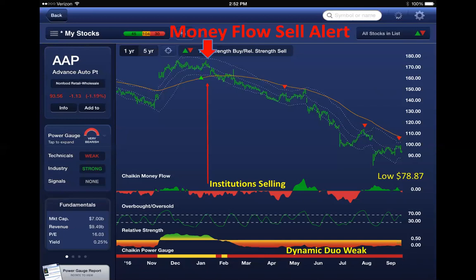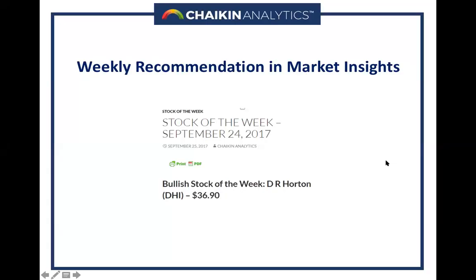The ultimate low on Advanced Auto Parts, 78.87. If you're following this discipline methodology, you could have gotten out of longs at 170, could have started looking for short sale or put buying opportunities from 150 on down. And anybody who was bottom fishing at 90 here on this gap down after earnings was disappointed because the ultimate low was 78.